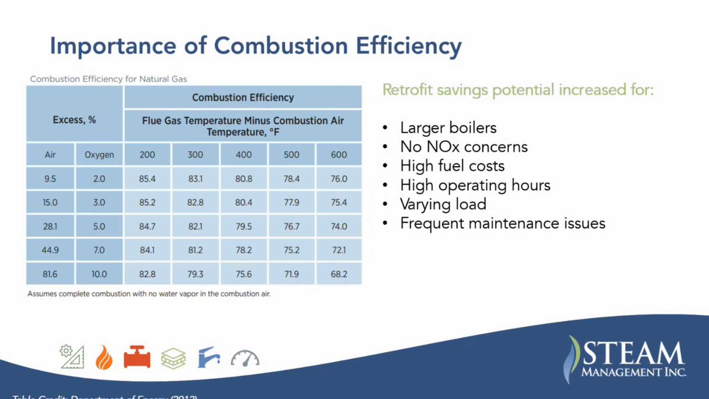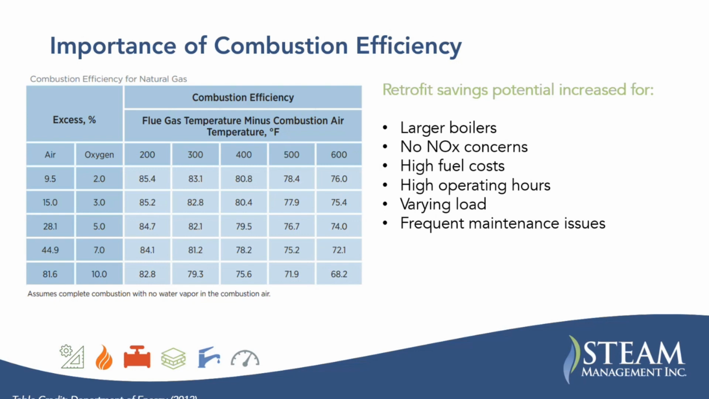Retrofit savings potential is increased for larger boilers. We're dealing with more energy, so there's more opportunity for savings. No NOx concerns: sometimes if you have NOx limits, you actually reduce NOx by using more excess air. When we're talking about efficiency here, we're talking about reducing the excess air to an ideal point. If they're using excess air to control the NOx, you can't turn it down. Otherwise, you're no longer hitting your NOx levels. So that can complicate things.